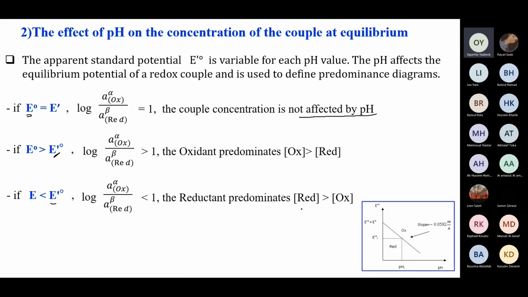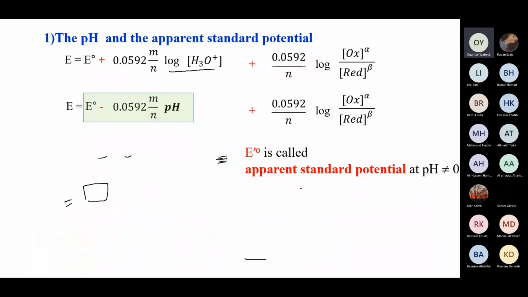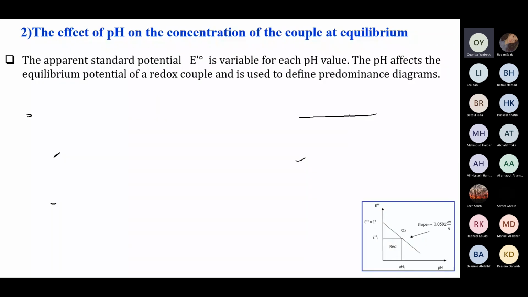How did they know that the oxidant concentration predominates or the reductant predominates? If I go back, literally, and I put here different pH values, less or greater, in other words, put a number here, I know whether I have ox greater than red or red less than ox. That's how it's done. Or I draw a diagram.